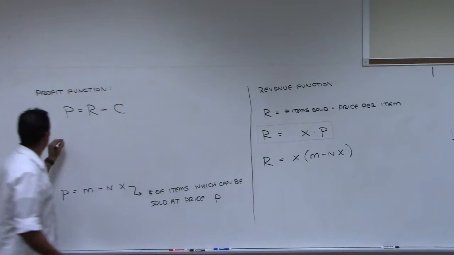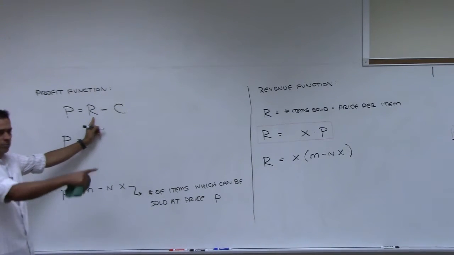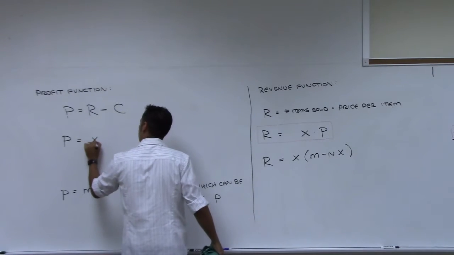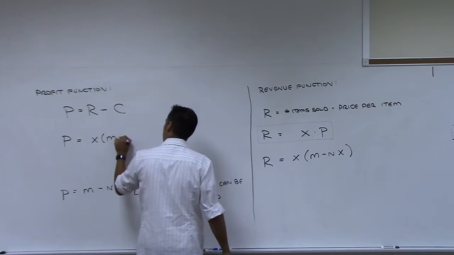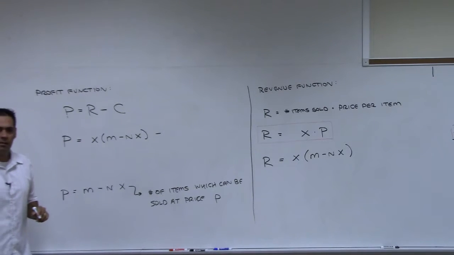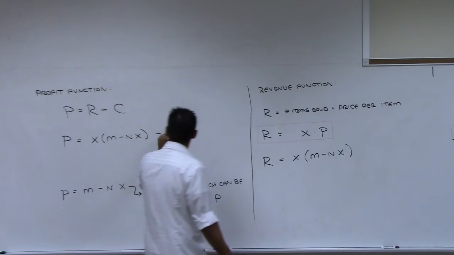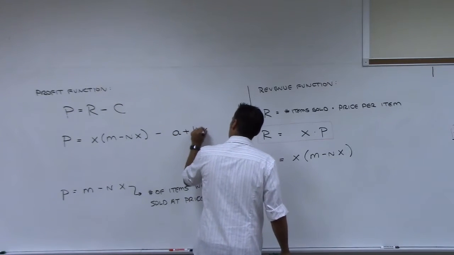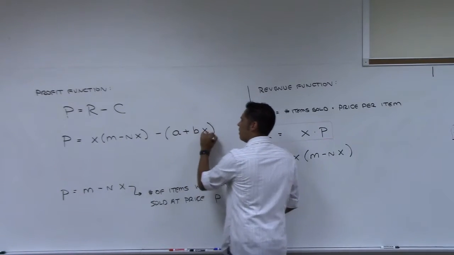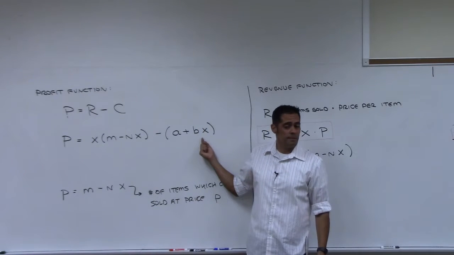So the profit should be my revenue. What's my revenue? That thing over there, right? This, Xm minus nx squared, minus my cost. What was my cost? I erased it. A plus bx. Now, is this correct for me to write it like this? I need parentheses, right? So do you all see that profit is revenue minus your cost?